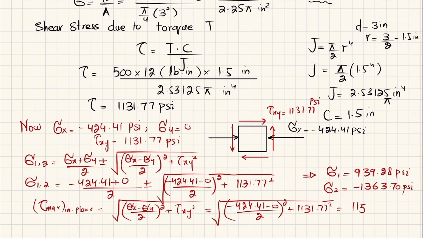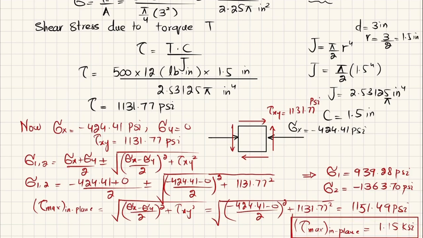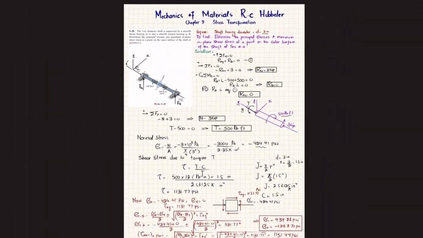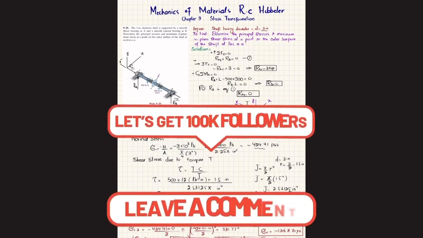That comes out to be 1151.49 psi. Or you can say that the maximum in plane shear stress in terms of KSI will be equal to 1.15 KSI. So this is the value of maximum in plane shear stress, and these are the principal stresses that occur on the outer surface of this shaft at section AA. And that was all about this problem 9-29.